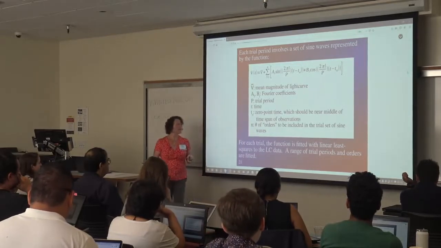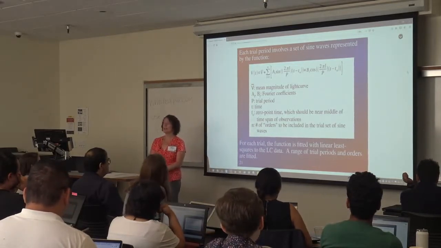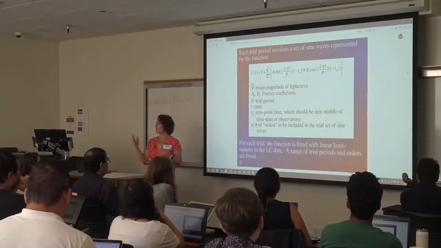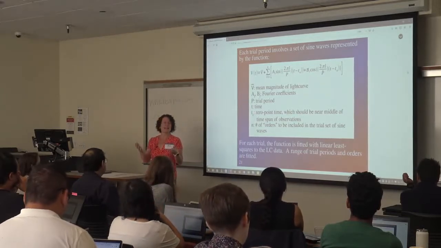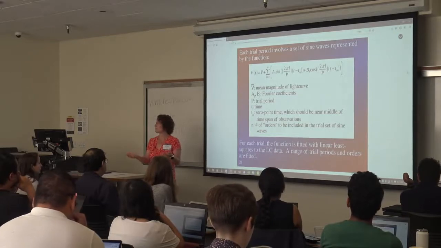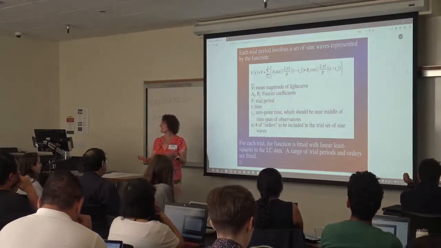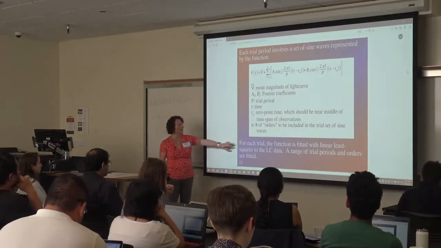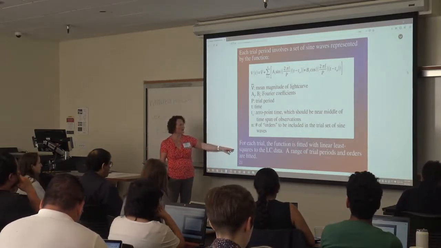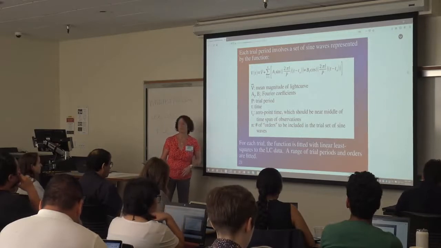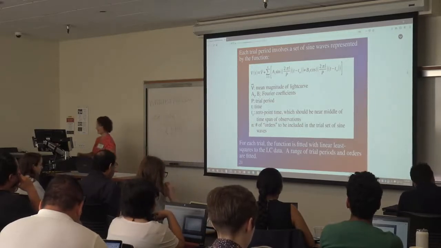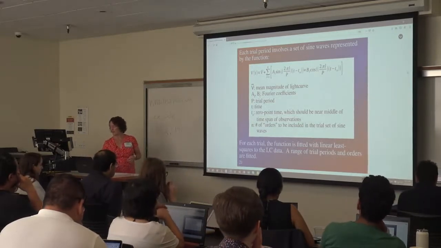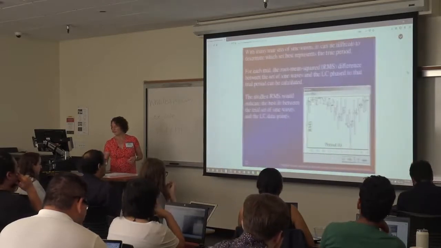The thing you have to be careful about with this is you can kind of overfit your data, because all of your data is probably going to have some kind of scatter to it, because we're not going to get perfect observations, and you don't want to be fitting the scatter. You want to be fitting what's really going on. All right, so for each trial, the function is fitted with linear least squares to the light curve data. A range of trial periods and orders are fitted.